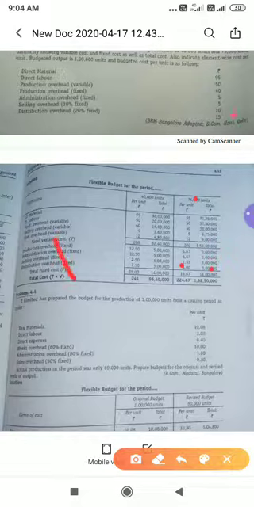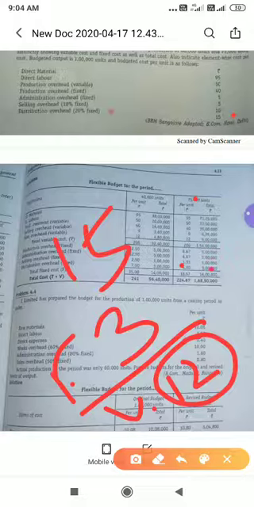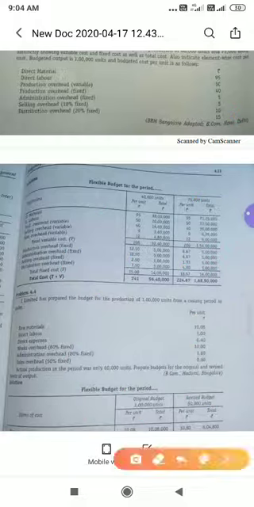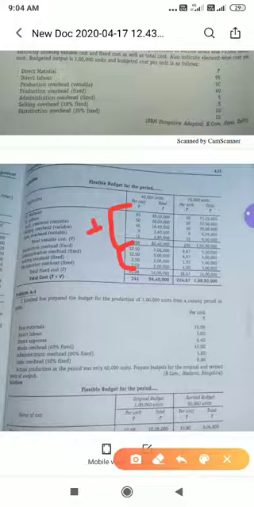So out of 15 rupees, 3 rupees is fixed. That means variable will be how much? 12 rupees. So under distribution overhead, 12 rupees is variable. You just write variable 12 rupees, 12 rupees, 12 into 40, 12 into 75. You multiply, you will get 4,80,000 and 9 lakh. Now what you need to do is total the variable overheads and total the fixed overheads. Then if you add these two, we will get the total cost.